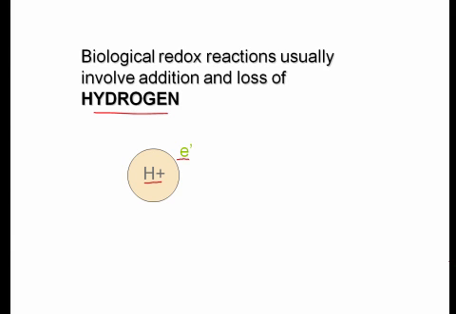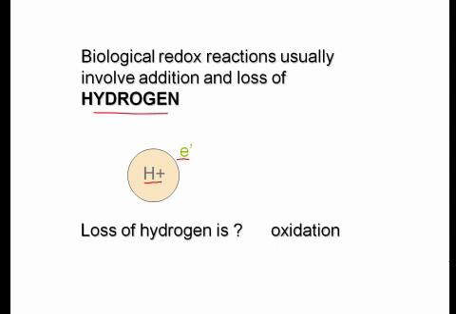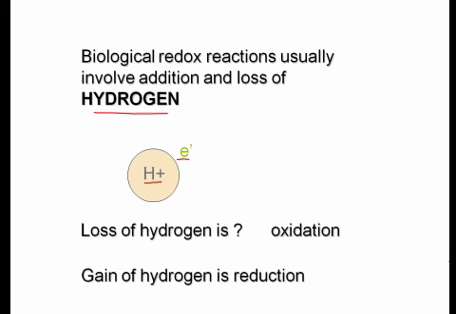Now we can still use OIL RIG. The loss of a hydrogen is oxidation. Remember, oxidation is loss of an electron or loss of hydrogen. And so the gain of hydrogen or the gain of an electron would be reduction. Reduction is gain.